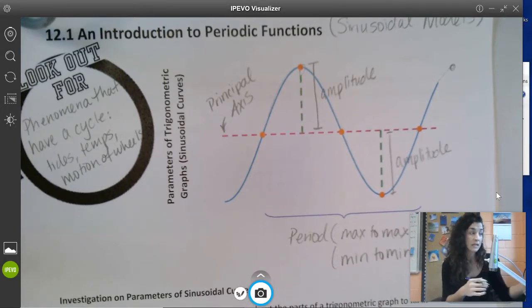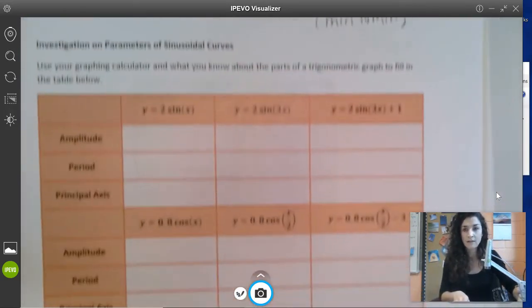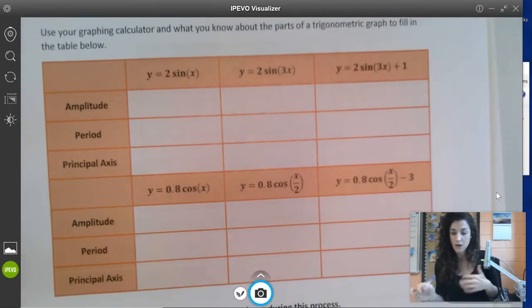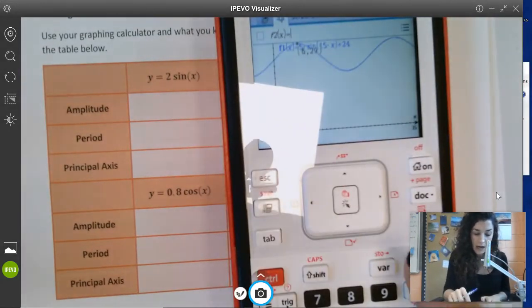So we're going to investigate this together by looking at these guys on a graph. I encourage you to get out your calculator and go along with me, just because we're going to be practicing a few key skills when using our graphing calculator when graphing these sinusoidal models. So we're going to do the first three together, and then I'm going to have you do the last three on your own. Getting out your graphing calculator, let's go ahead and graph.